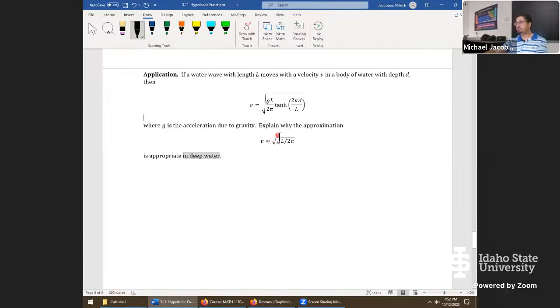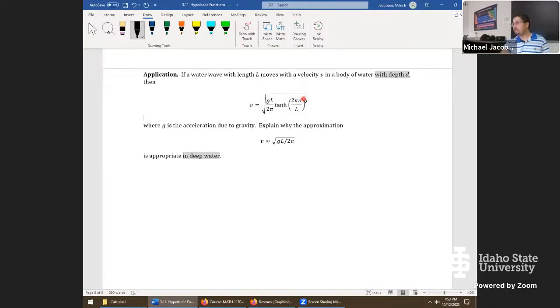When it says, explain why this approximation is appropriate in deep water, it does give us a hint on what we're going to do on this. Talking about water is talking about the depth right here. And the depth only appears in one location right here. I don't think I have a good way of even highlighting that. It's right here by that pi. So if we're talking about in deep water, we're making the depth larger. Does that make sense to folks? And if we're making the depth larger, they didn't say by how much.